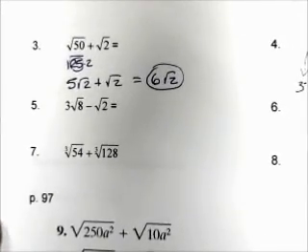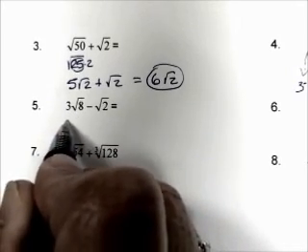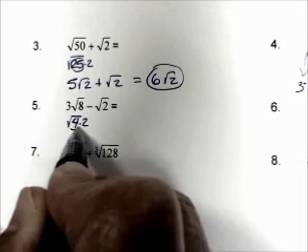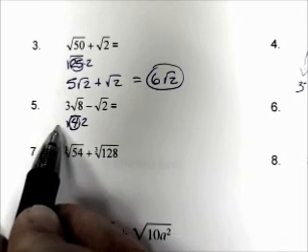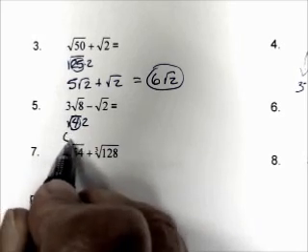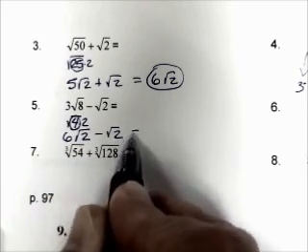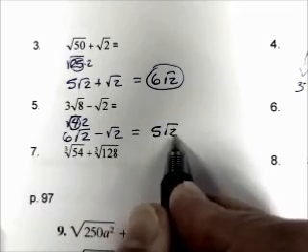Number 5. Let's simplify the square root of 8. 4 times 2, square root of 4 is 2, so 2 comes out. I'm doing this in one step. 2 comes out, I multiply by 3, and I get 6. So 6 square root of 2, subtract 1 square root of 2 is 5 square root of 2.